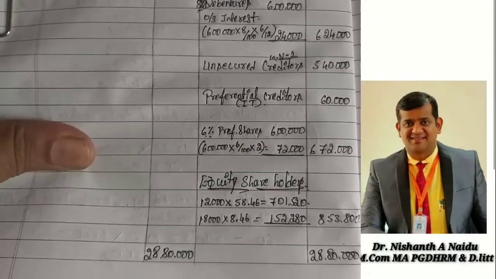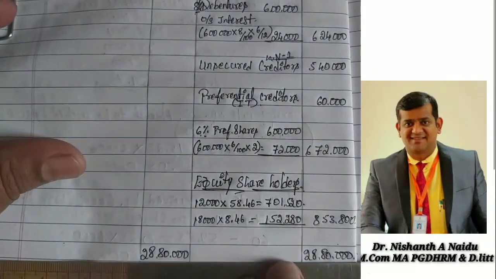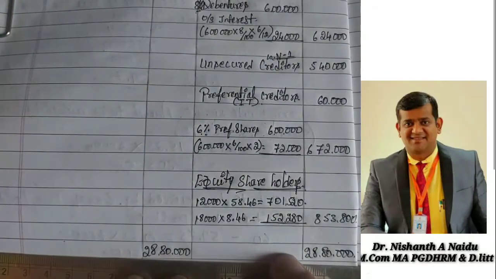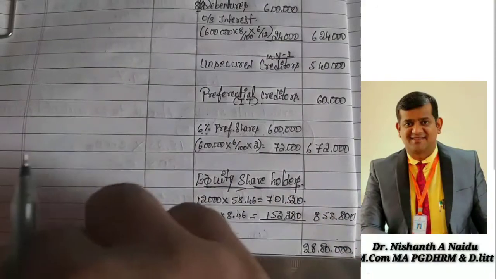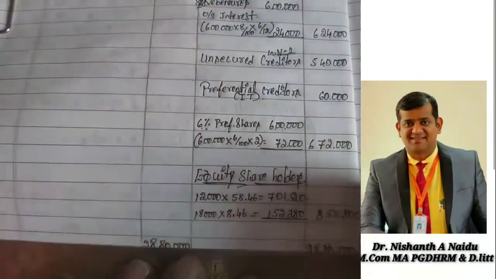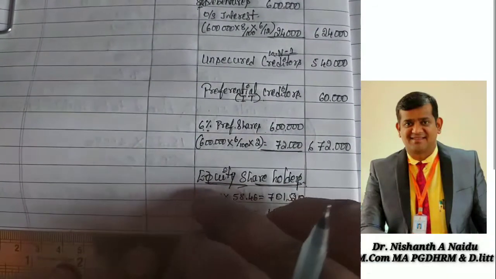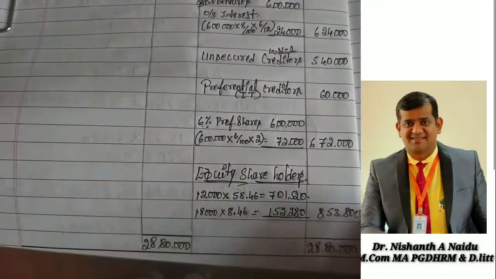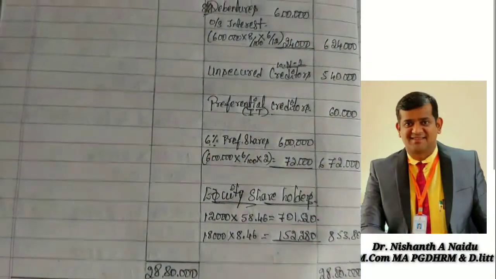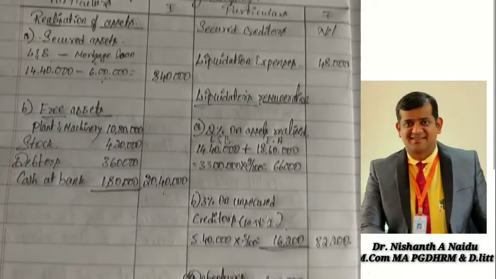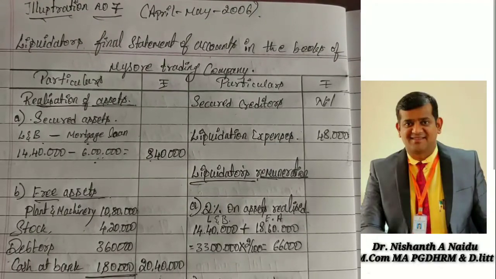So we are done with this liquidation problem. This is one of the liquidation problems which has been asked in the question paper of University of Mysore. So you will get an idea what kind of questions they will ask in your examination. This is one of the simple problems, not much complication. So I have finished the liquidator's final statement solution for illustration number 7.